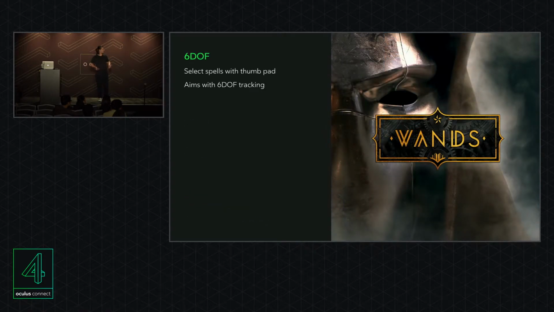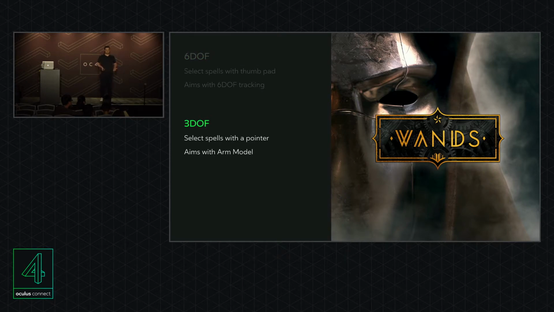Next up, we have Wands. For anyone who hasn't played it, it's a magic dueling game. When you're playing with 6-DoF controllers, you can select spells with your thumb pad. You flick left, right, up, or down. And you aim using the full 6-DoF tracking, so you can get some real interesting angles out of it. On 3-DoF, you select spells with the laser pointer, which is going to be a consistent theme throughout this talk. Laser pointer happens to be one of the most intuitive ways to select stuff in 3D. And you aim with the ARM model. Again, we'll get into that.